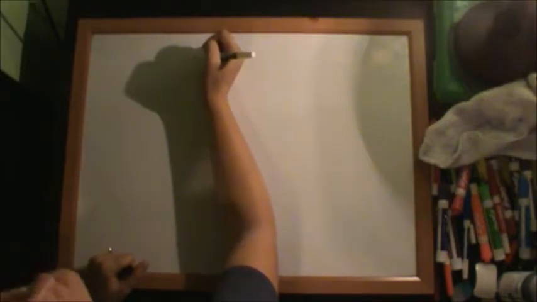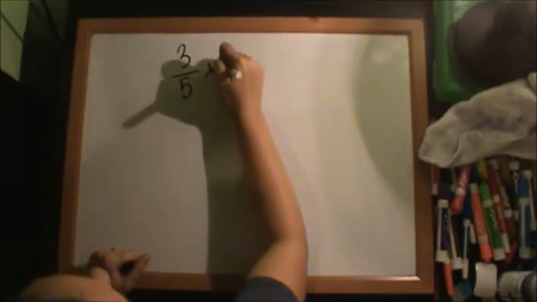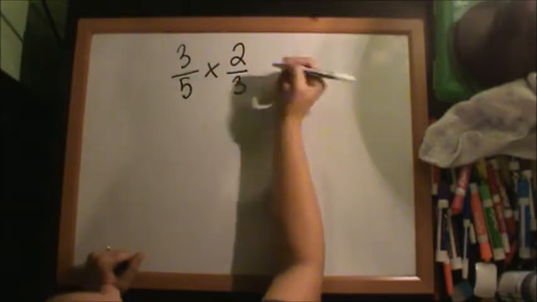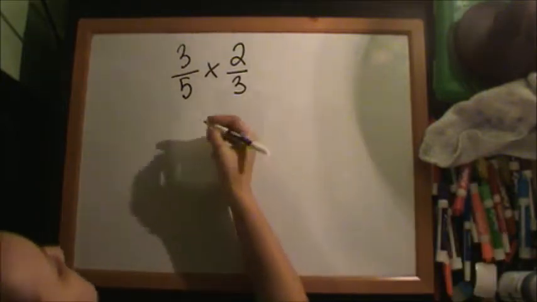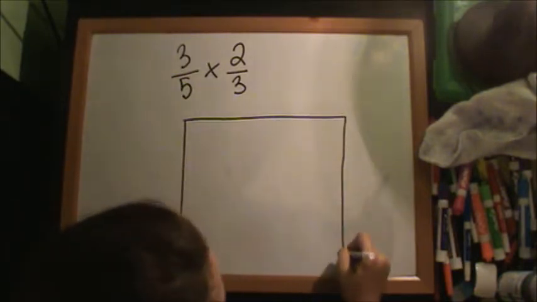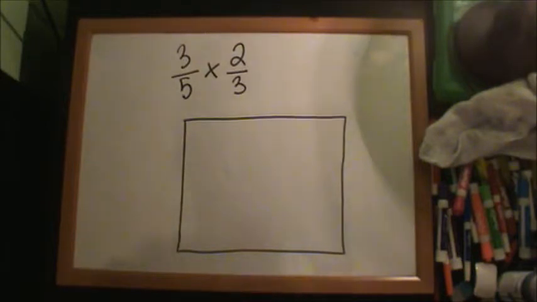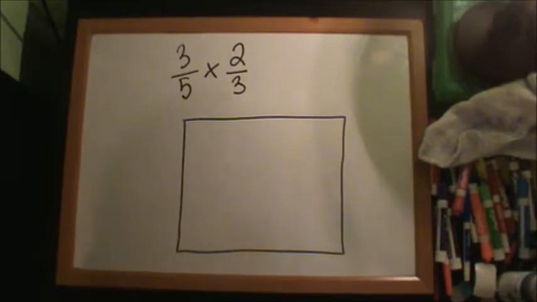Okay, so let's do 3/5 times 2/3. This is going to be a messy picture, but we're going to go for it. I'm going to keep going with the box. But you can draw circles, you can do whatever you want. In a later manipulatives video, I'm going to show it with different shapes, but I'll go into that later. Right now I'm just going to draw a box.